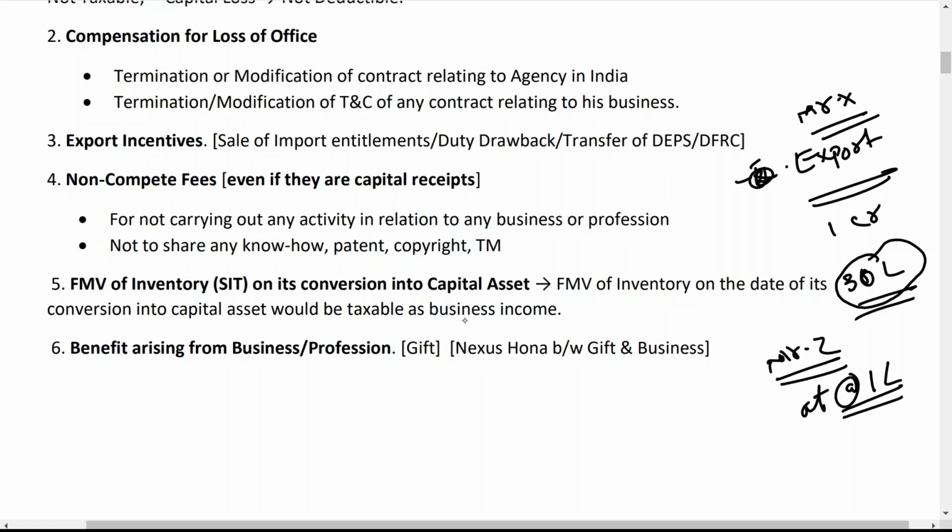Now what is the income of Mr. X? Here income of Mr. X is 1 lakh and not 30 lakh.